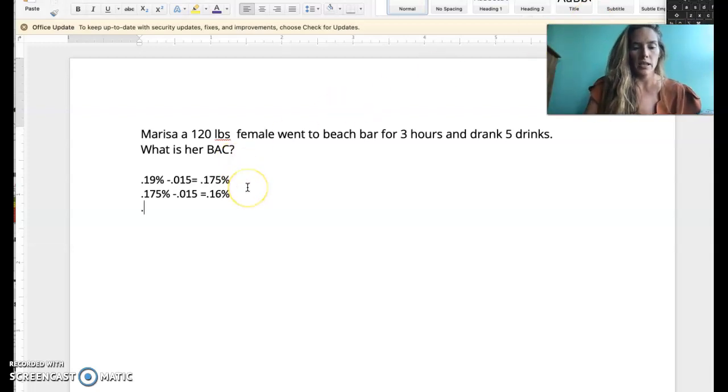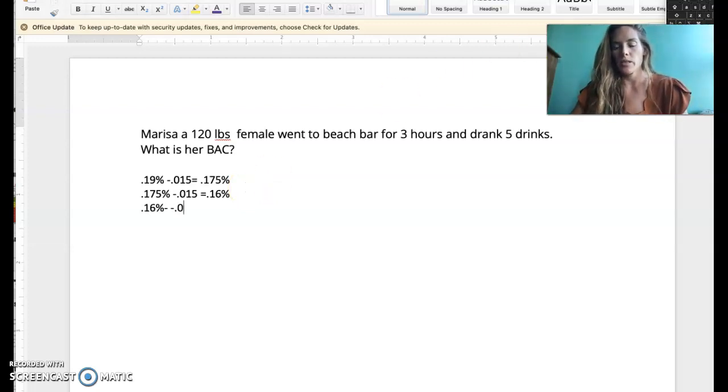So now we're going to take the exact same number and do the exact same thing again. All right, minus 0.015, that gives us 0.145%. Is that higher or lower than 0.08? Higher, so that means no drinking and driving for Marissa. She is too intoxicated. She can get arrested for this, okay?